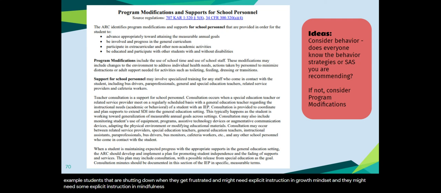So we would need to, in program modifications and supports for school personnel, provide growth mindset and mindfulness strategies and awareness for all school personnel so that they can consistently use that language when they see our students start to shut down during a reading activity that is above their ability level. We're thinking through, going back to page 6 of the guidance document, that whole child and the NDRUF requirements that we include parents and that we analyze data to think about where students are and where students need to be.